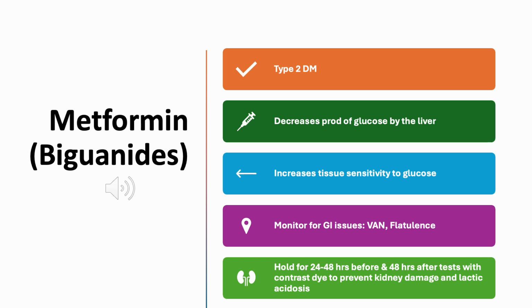So metformin is an oral medication, oral hypoglycemic for type 2 diabetics. It works by decreasing the production of glucose by the liver. Therefore, you're going to look for signs of liver toxicity, such as jaundice or yellowing of the skin, okay? It increases their tissue sensitivity to glucose so that insulin can work inside the cell. Monitor for GI issues like vomiting, anorexia, nausea, and flatulence. Diarrhea is another GI side effect of metformin.